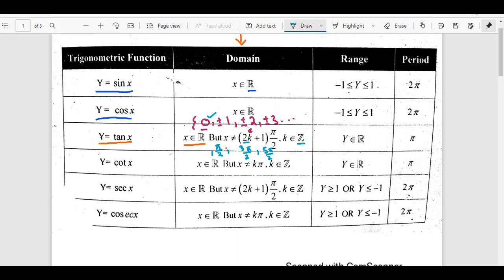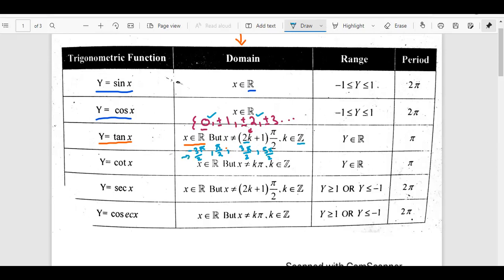Similarly, I can talk about the negative values as well. Let's say I plug in minus 2. So when I plug in minus 2, I would get minus 4 plus 1. That would be minus 3 pi by 2. And this is how we are defining all these. So this thing that x is not equal to 2k plus 1 into pi by 2 are basically these numbers.